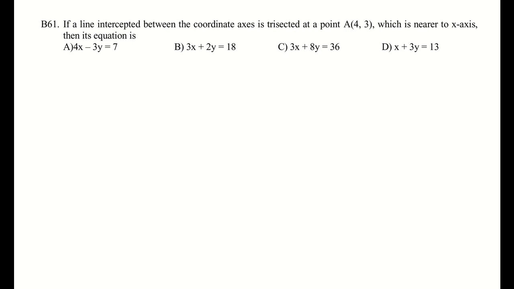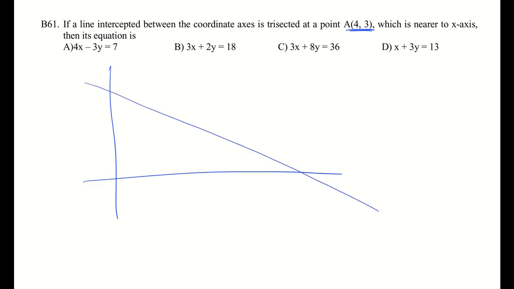Okay, in this problem, we have a line intercepted between the coordinate axes that is trisected at that point. You see, I have a line intercepted between the coordinate axes and it has been trisected at the point (4, 3), and he said that this is nearer to the x-axis, therefore this is 2, this is 1.